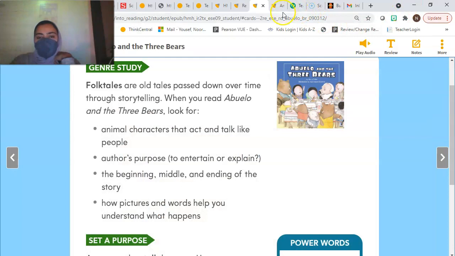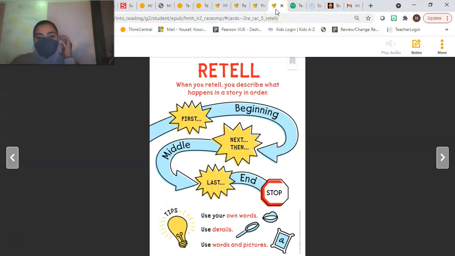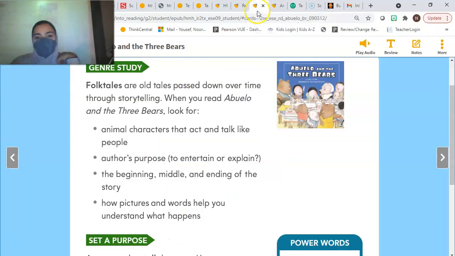Okay, let's look at the anchor chart for retell. Again, retelling is the beginning, middle, and end. You're retelling the story. When you retell, you describe what happens in a story in order by using the words first, next, then, and last. And then use your own words, use details, use words and pictures. All right, so let's keep going.